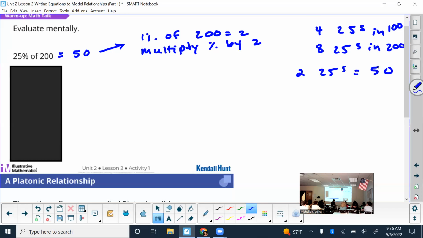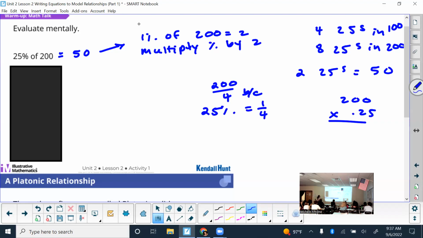Did anyone do it in their head like this? The 200 times 0.25. Anyone? That is something you could have done, but anything else? Yes. 200 divided by 4, and why by 4? Good, because 25% is equal to 1/4. So tons of different strategies, and we got the same answer, which is the correct one.